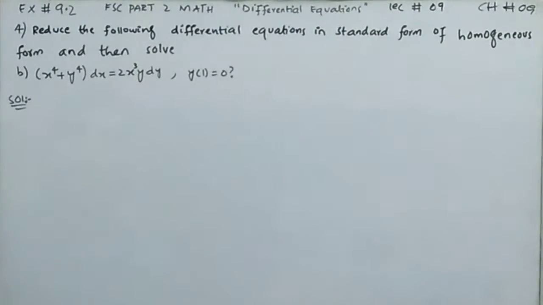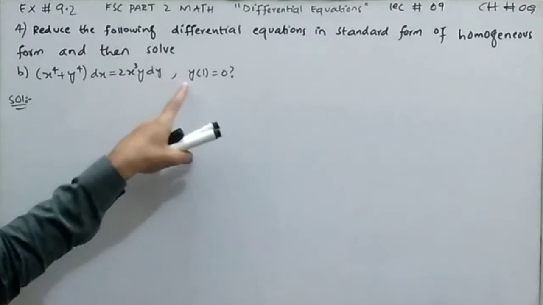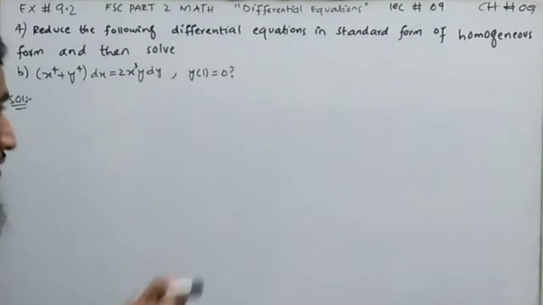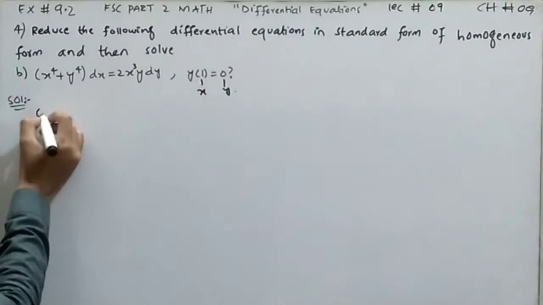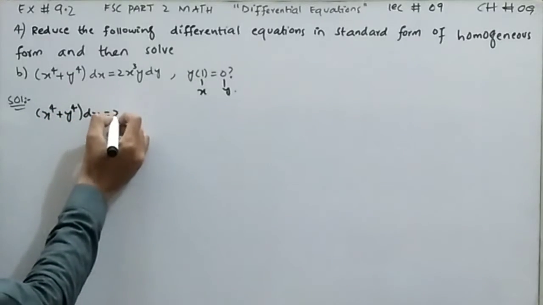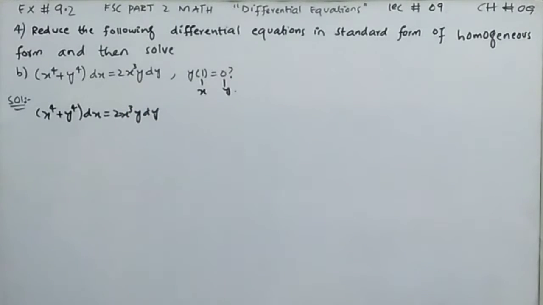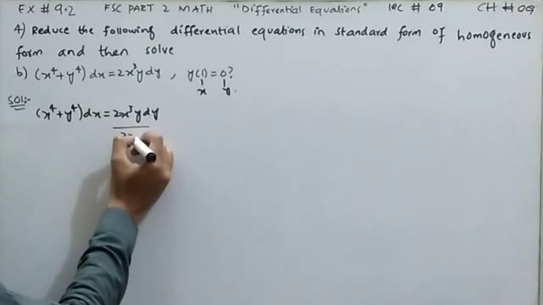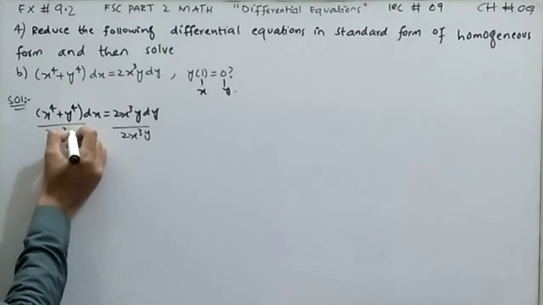Now let's understand the next part, the last part of question number 4, part number B. X power 4 plus y power 4 whole into dx is equal to 2x cube y dy, while the initial condition is y of 1 is equal to 0. This is actually x and this is y. Taking the given differential equation, x power 4 plus y power 4 into dx is equal to 2x cube y dy. First, divide the whole differential equation with 2x cube y. So dividing this term with 2x cube y, and also this with 2x cube y.